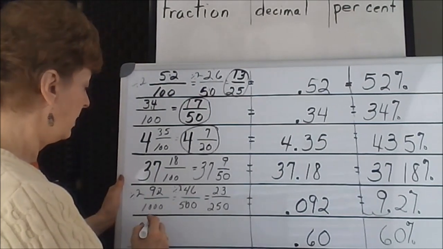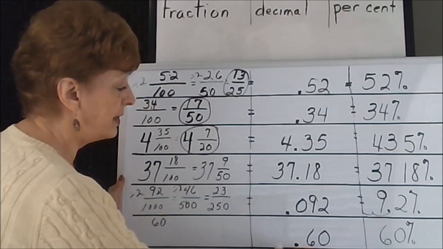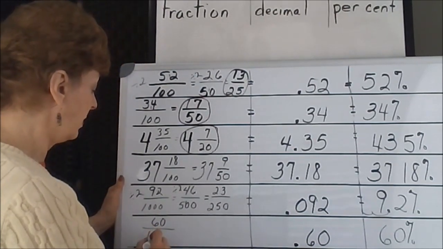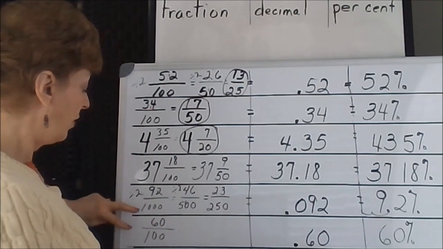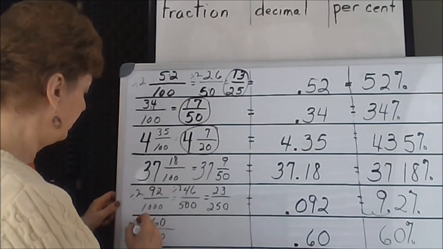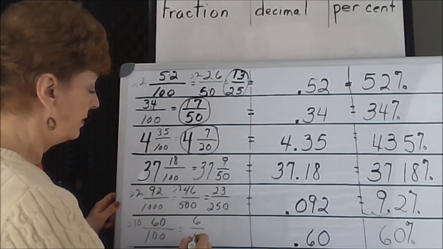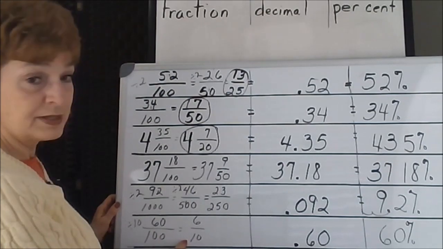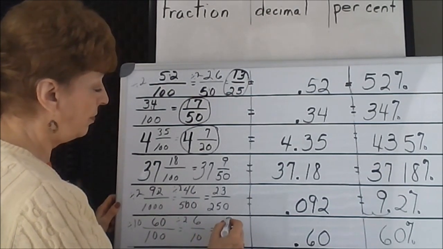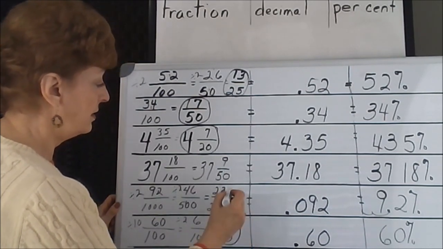60 is a complete fraction. It's on the fractional side of it. The 0 is in the hundredths column. Both of these end in a 0. We can divide this by 10. We would get 6 tenths. Now both of those are even. We can divide by 2, 3 fifths. So that is our lowest term fraction.